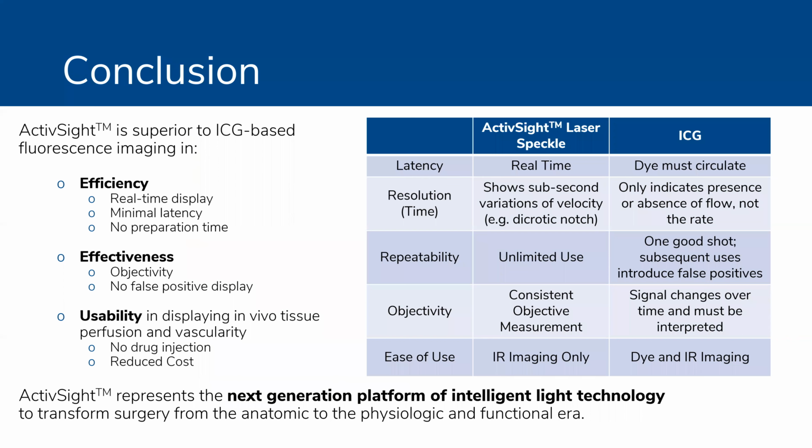In conclusion, ActivSight is superior to ICG-based fluorescence imaging when indicating parenchymal tissue perfusion and vascular structures. It is more efficient, providing real-time display of information with minimal latency of adaptation. It is more effective in terms of objectivity, repeatability, and lack of false positives due to dye retention. And it provides superior usability, requiring no drug injection or waiting, with a reduced cost.